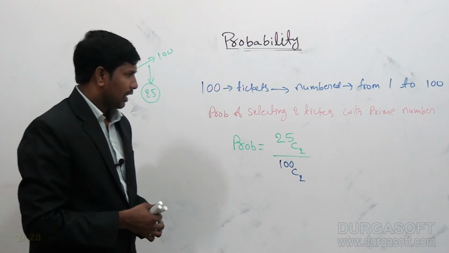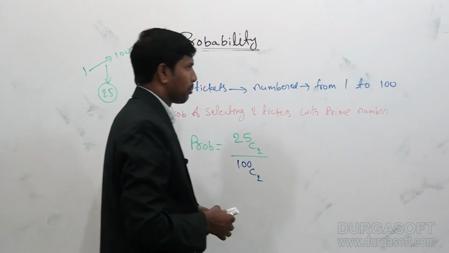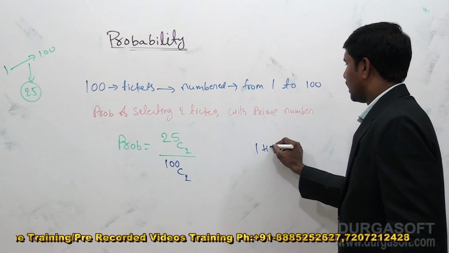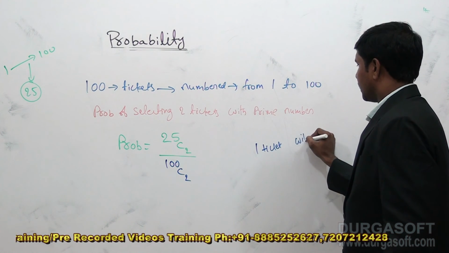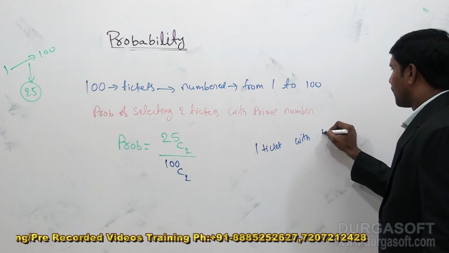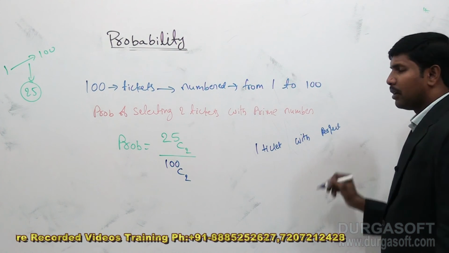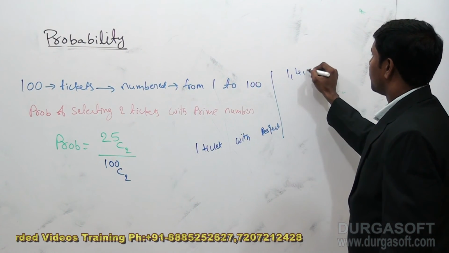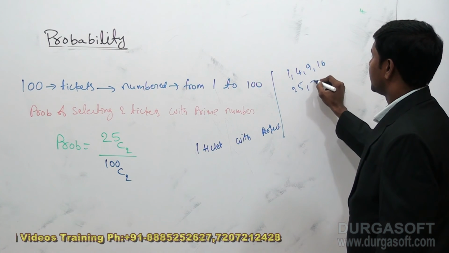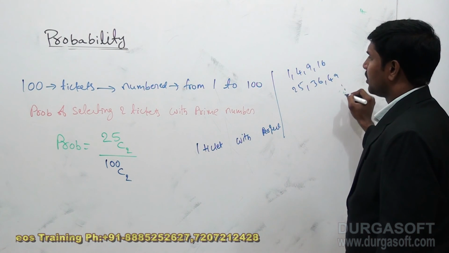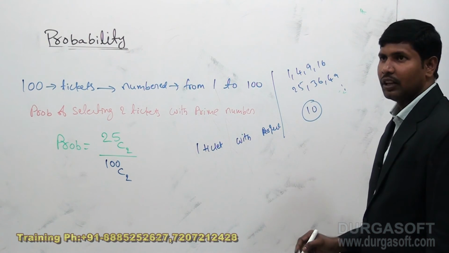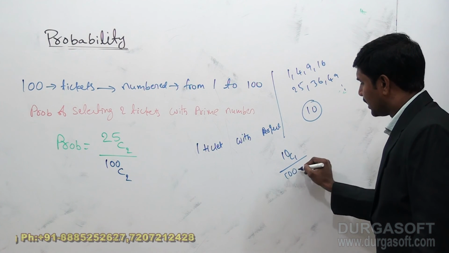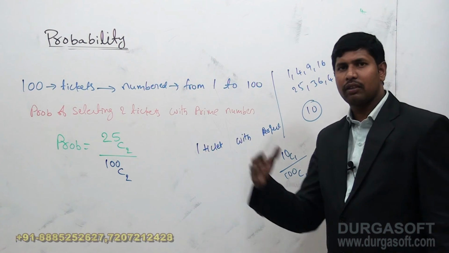Instead of asking selecting 2 tickets with prime numbers, suppose I am selecting 1 ticket with a perfect square, a ticket which is having a perfect square. So out of 100 natural numbers, we are having 1, 4, 9, 16, 25, 36, 49 and so on. You will be having exactly 10 perfect squares. So from these 10 only we must select one. That's why 10C1 by any 1 ticket you can select. So 10C1 by 100C1, or 1 by 10.